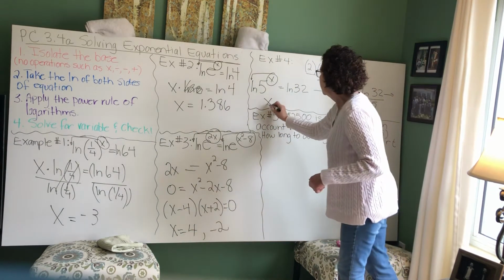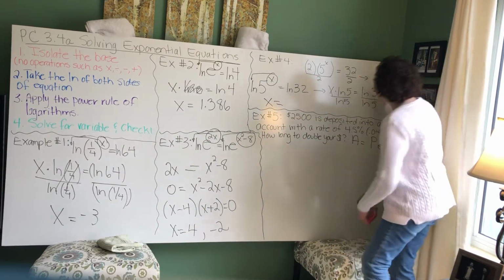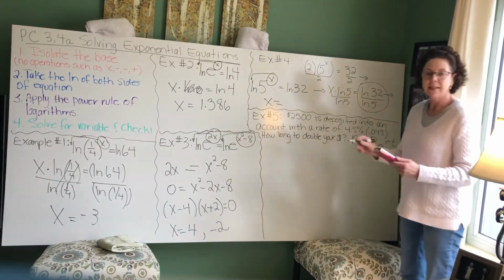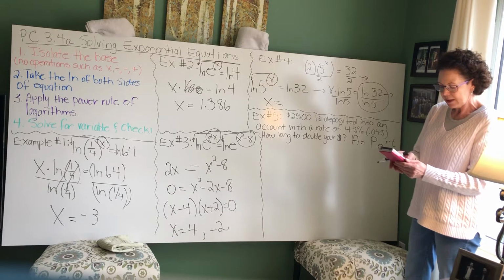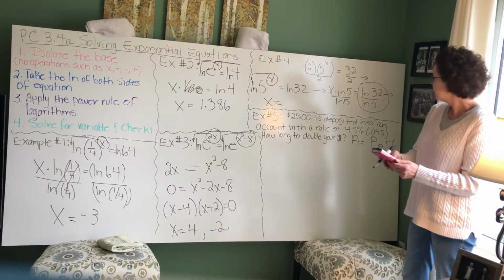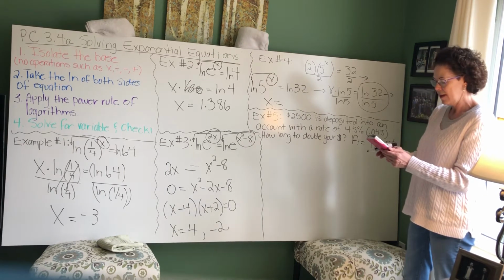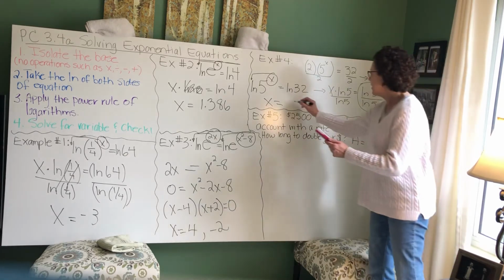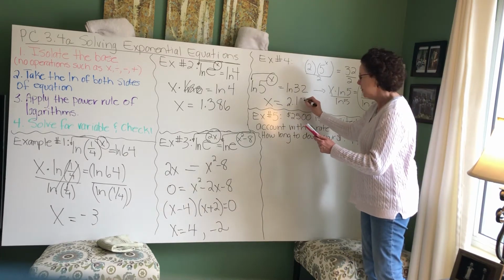There we go. And our x equals, let's pop this into the calculator here. That would be the natural log of 32 divided by the natural log of 5. And to the third place, 2.153.